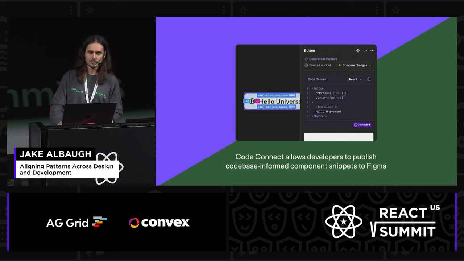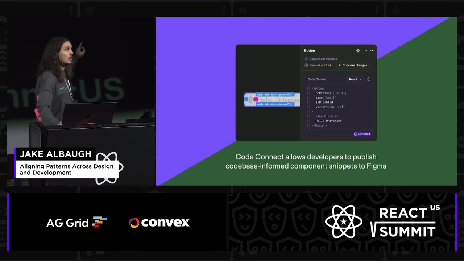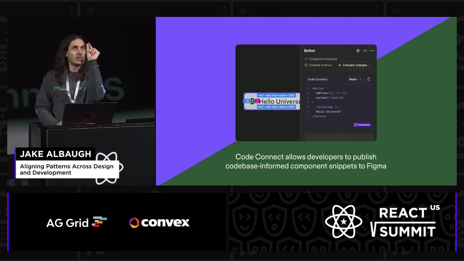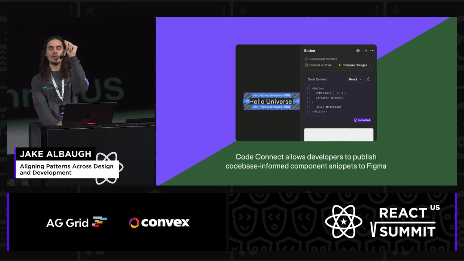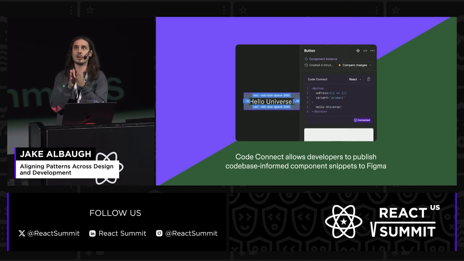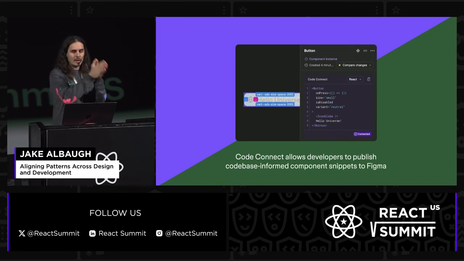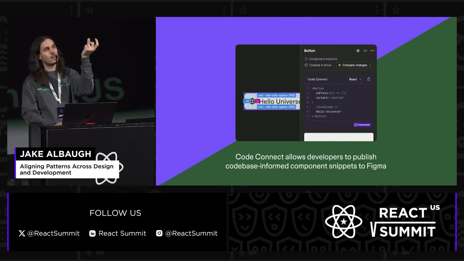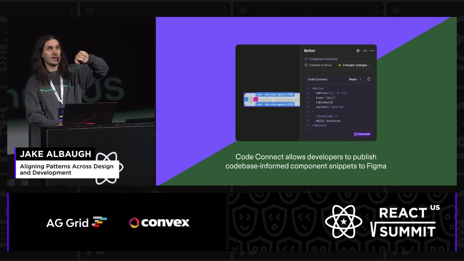So quickly, at Figma, we have something called Code Connect that essentially is one of those tools that can fill that gap, that inevitable gap. And the way that it works is it allows teams to publish code-base-informed component code snippets to Figma that translate between Figma component logic and the logic in our code.